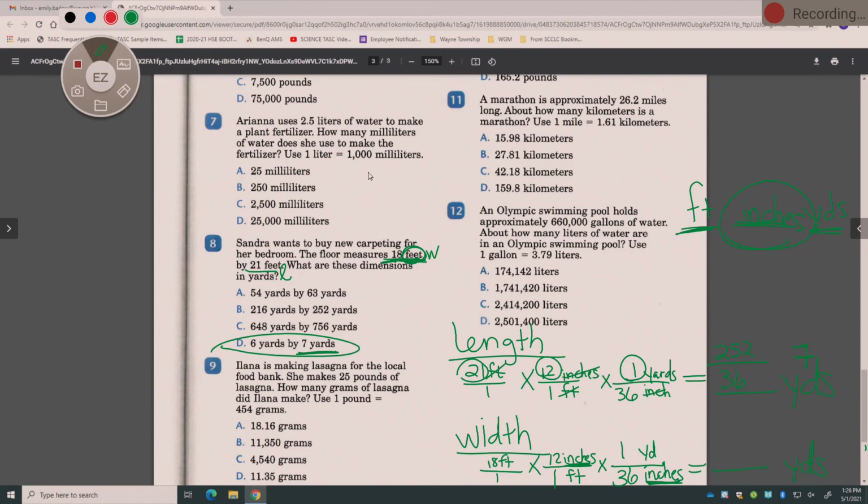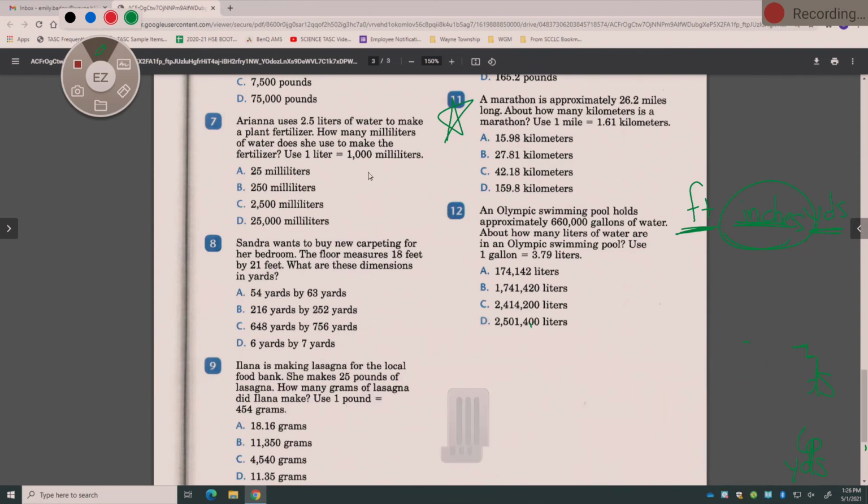So this time, I do 18 times 12 times 1, and that gives me 216. And 1 times 1 times 36. And 216 divided by 36 is 6. So yes, that is 6 yards by 7 yards. The last one I want to do together is number 11. The rest of them I think you can probably do on your own with these as an example. But remember, you can always ask Miss Laura for help.